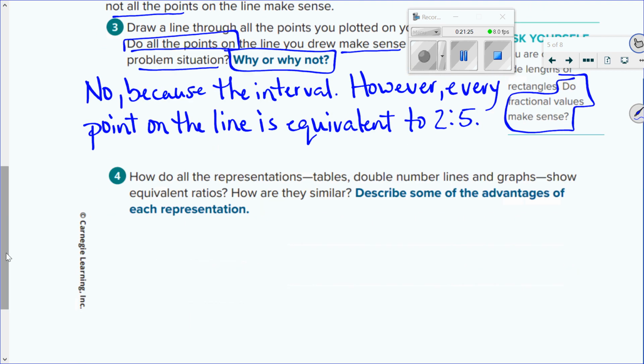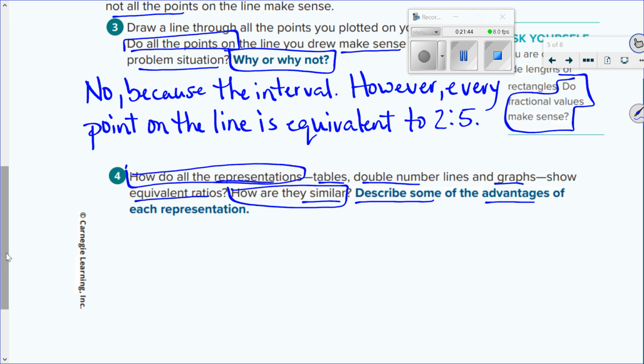Okay, number 4. How do all of the representations, tables, double number lines, and graphs show equivalent ratios? How are they similar? Describe some of the advantages. So we actually have several different parts to this, right? How are they similar? How do the representations show equivalence? And describe some of the advantages of each representation. So I'm going to put a few up here, and then we'll see if Ms. Chan has some she wants to add in as well.